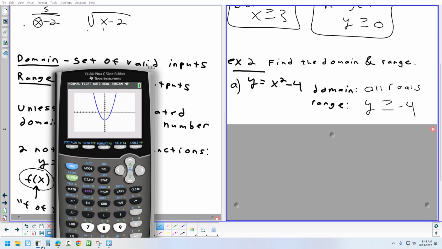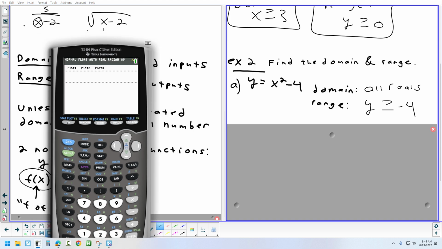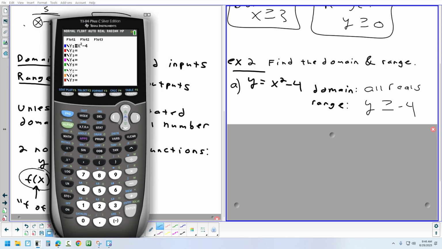Now, another function we didn't talk about is absolute value. I'm not going to do a full example, but I just want to show you where the absolute value button is in case you need it. So to get to absolute value, you press Math, press the right arrow to go to number, and the first option is ABS. That's absolute value.